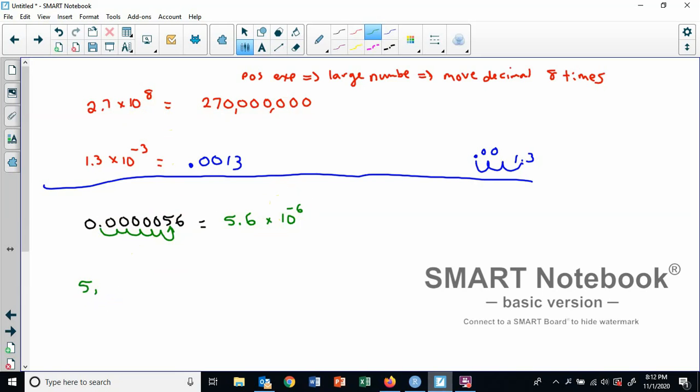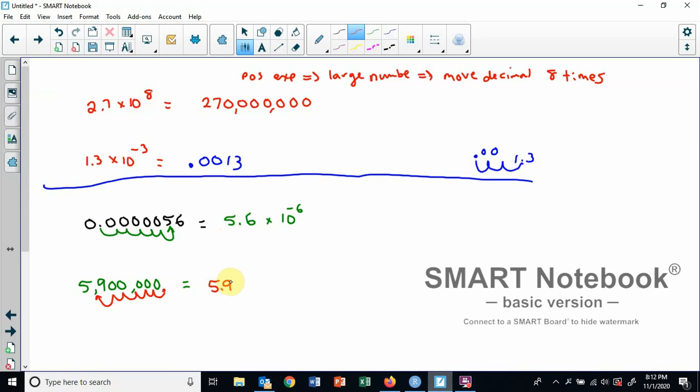How about this one? 5,900,000. Can I write that in scientific notation? Well, I'm going to need to move the decimal from right here. Let's see how many places I need to move it so that I have one number in front of the decimal. So 1, 2, 3, 4, 5, 6 to right there so that I have 5.9.